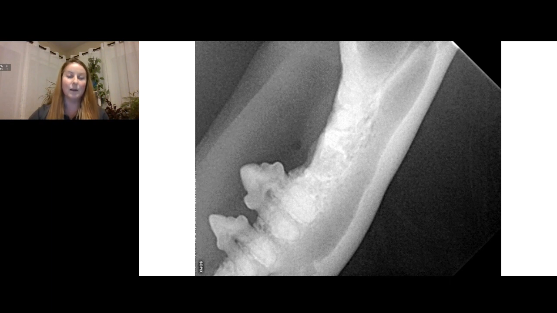So what do we see here? Well, this is a cat, and this is a mandible. We can see that this is on the left. And we look here and we see, oh, I see a retained tooth root. Everybody always wants to know, when can we leave those? Well, in cats, you really should not be leaving those because cats just love to get inflammation in their mouths. They just love it. So I definitely recommend taking those out.